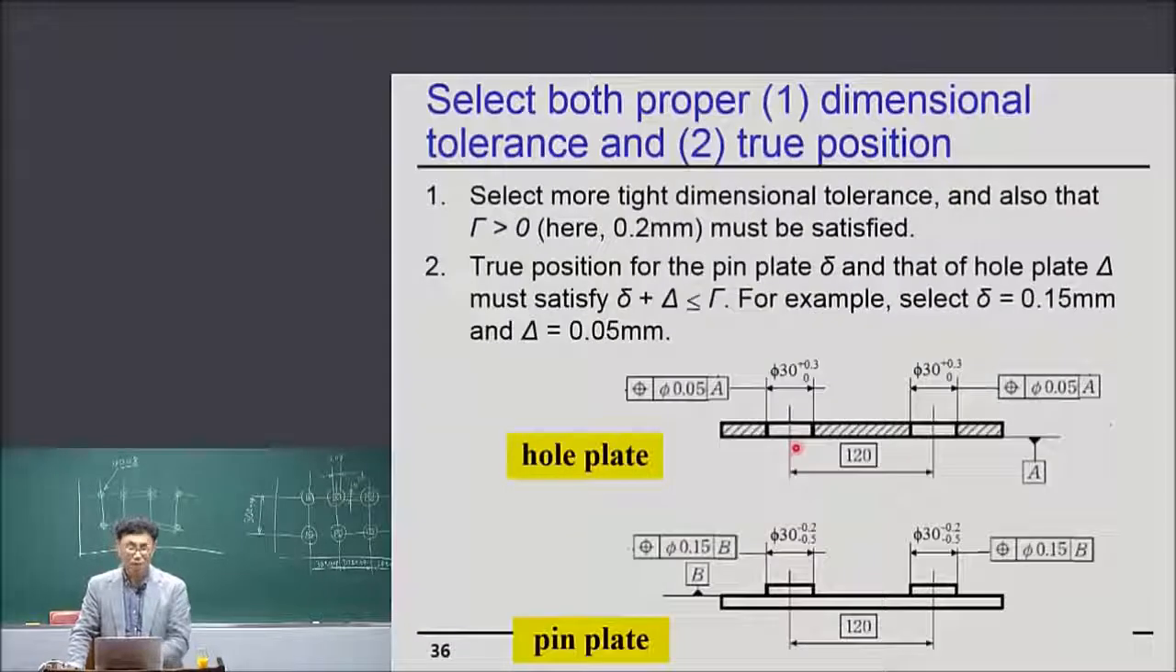All right. This has been today's lecture. So I hope that you understand the meaning of geometric tolerance and also the final strategy of securing interchangeability of your pin plate and hole plate. All right? Thank you.